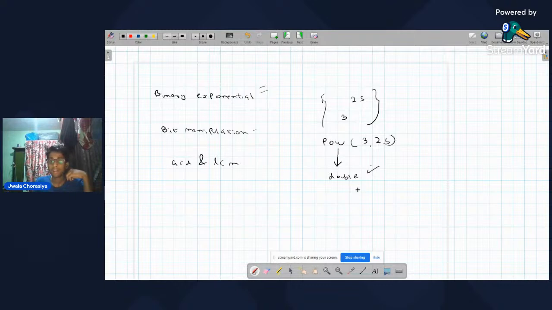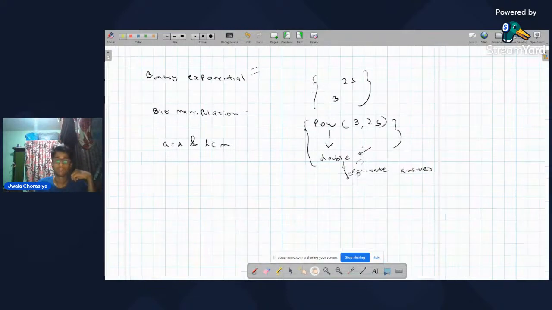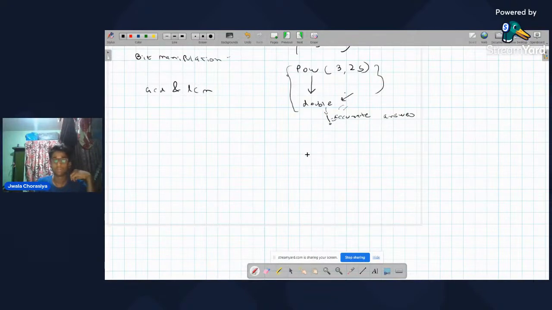But do you know that double, after some point of time, won't give you an accurate answer? This power function is made in double, so you will get an answer, but it won't be accurate. So what else can we do to solve this? Let's say you have an input such as 2 to the power 16. If you don't know better, you will use the power function, like 3 comma 25.